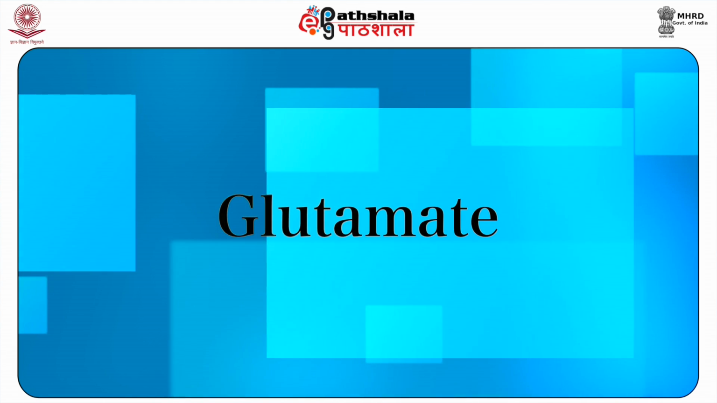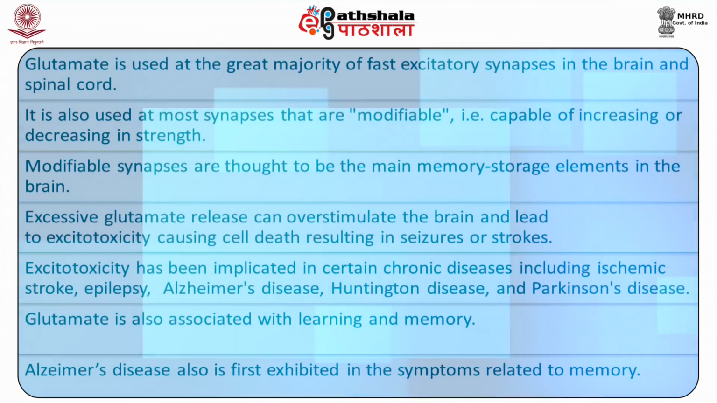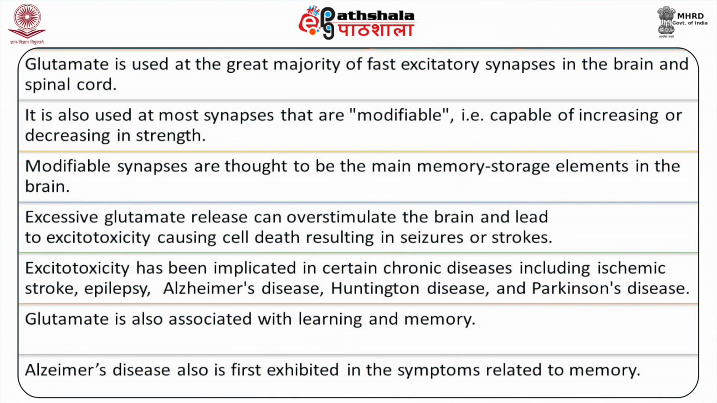Glutamate. Glutamate is used at the great majority of fast excitatory synapses in the brain and spinal cord. It is also used at most synapses that are modifiable, that is, capable of increasing or decreasing in strength. Modifiable synapses are thought to be the main memory storage elements in the brain.